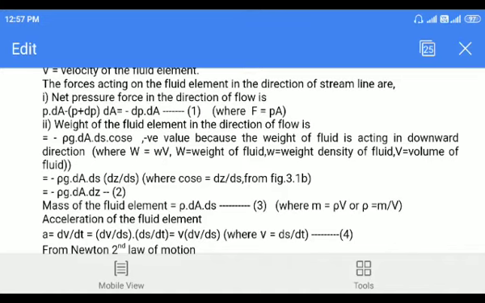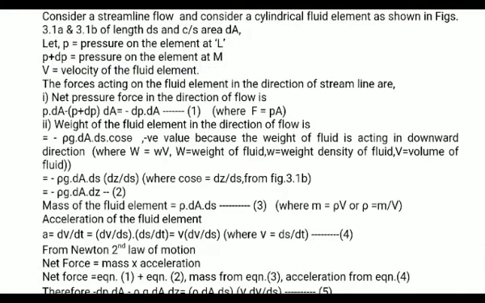So weight density is nothing but rho into g. Weight density is equal to rho into g here. Therefore, the weight of the element you can directly write as minus rho g into dA into ds, where dA is the area and ds is the length. So area into length makes volume here. Similarly, rho g is the weight density, weight density into volume.